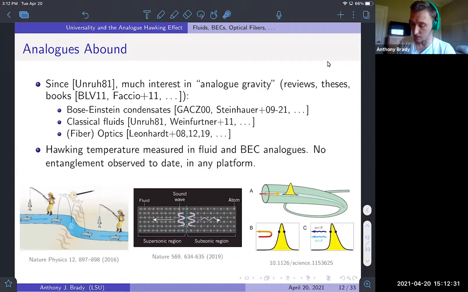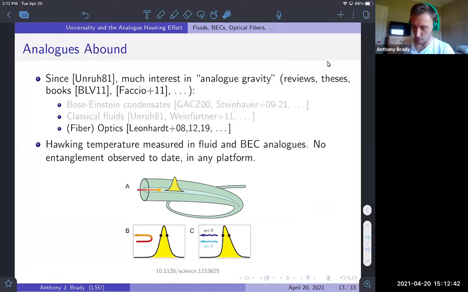So I just want to say the Hawking temperature has actually been measured in the classical fluid case and also BEC analogues, though no entanglement for these pairs that are created has been observed to date in any platform. And that would be like the ringer. Okay, so what we'll focus on from here out is these optical analogues.